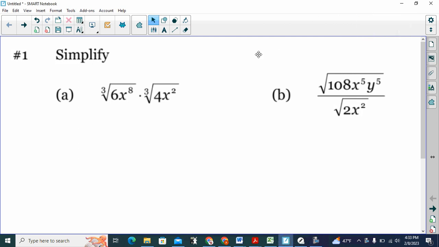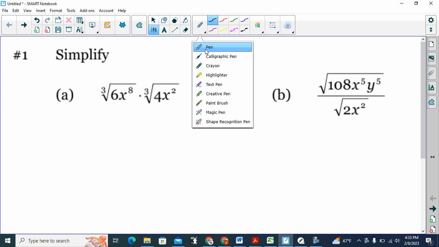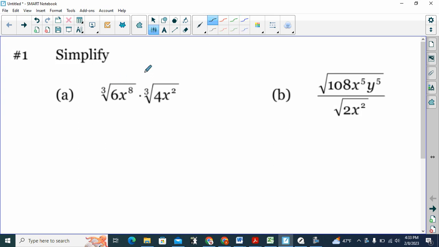This is problem number 1 from today's warm-up problems. Part A asks us to multiply these two cube roots together. We are allowed to multiply or divide roots as long as their index is the same. This is a cube root and a cube root, so I can multiply these.